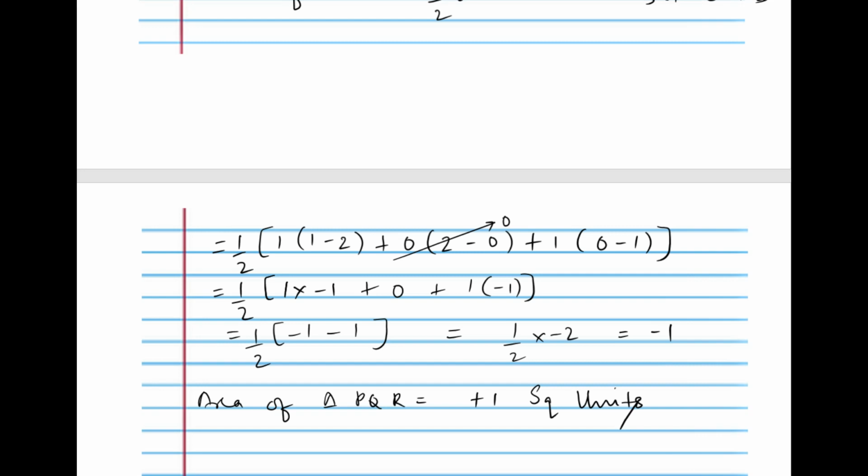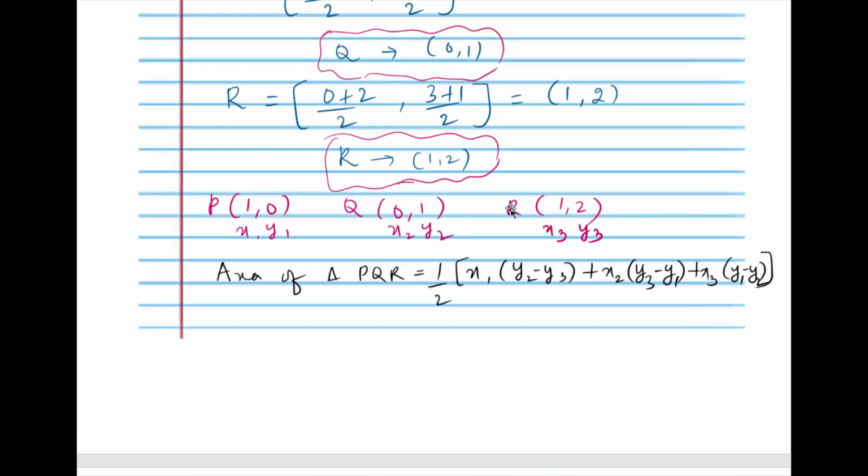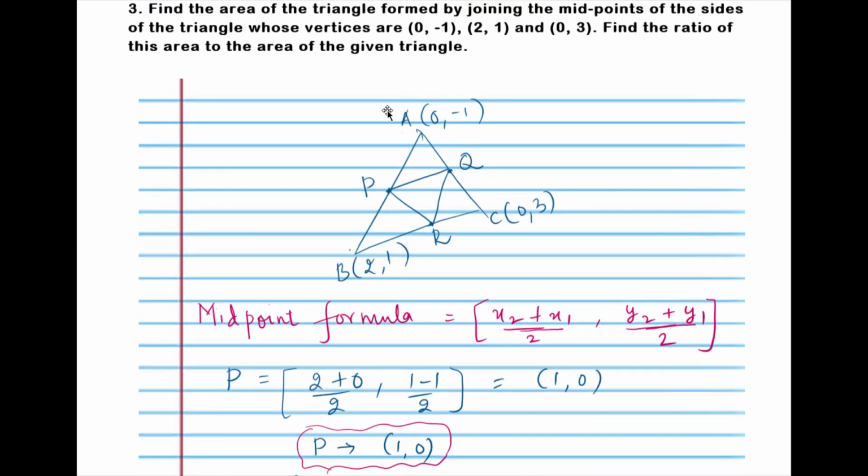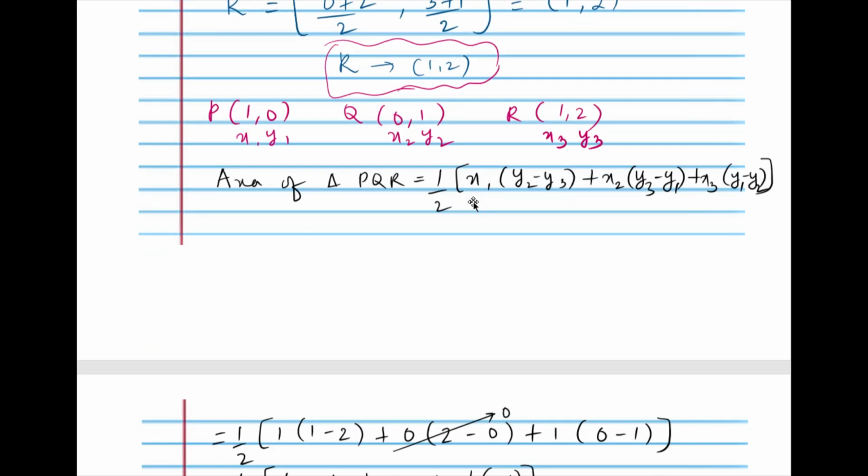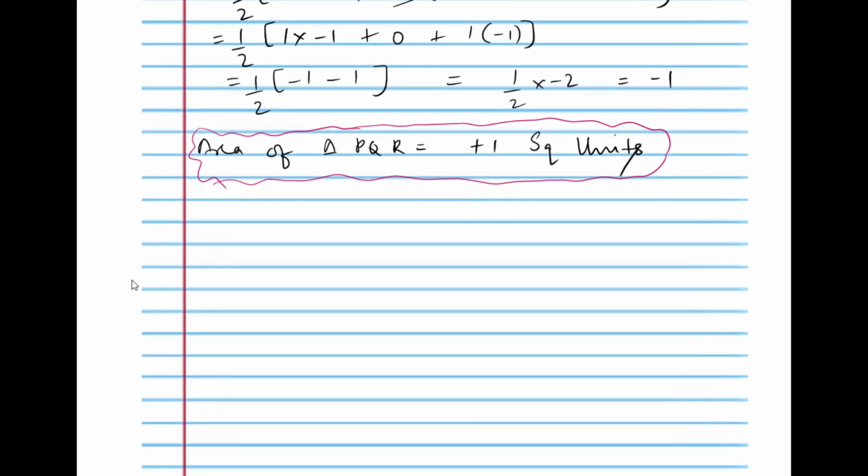Therefore the area of triangle PQR is 1 square unit. Now students, we need to find the ratio of triangle PQR to triangle ABC. Therefore we need to find the area of triangle ABC.